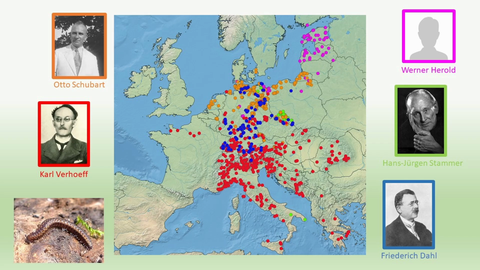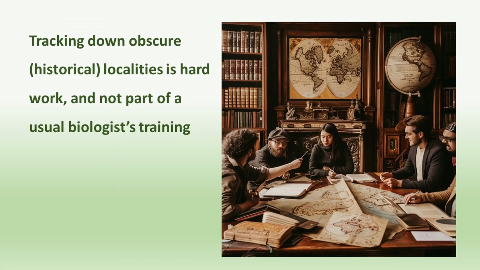So you can see we're kind of down the middle and into the Alps. We've got a lot in the north of Germany as well. And this is just a nice way to visualize the data for our external users, so they can say, okay, that's what you've got here in Berlin. And that's great. That's our goal, and that's what we're trying to do long term. But I must emphasize that tracking down these sometimes obscure historical localities can be hard work. And interestingly, it's not really part of usual biologist training. I'm interested in history as a hobby, but that's still not what I'm really trained to do.